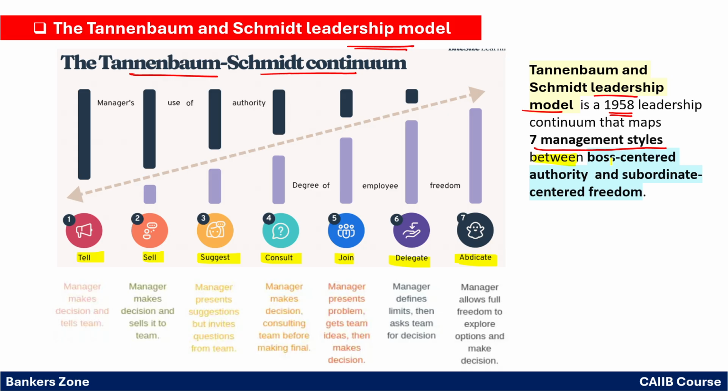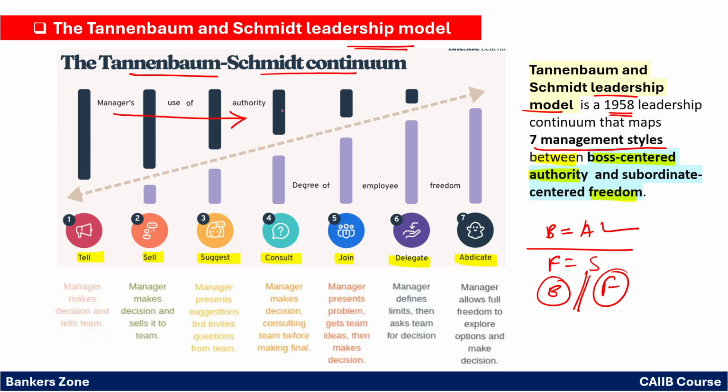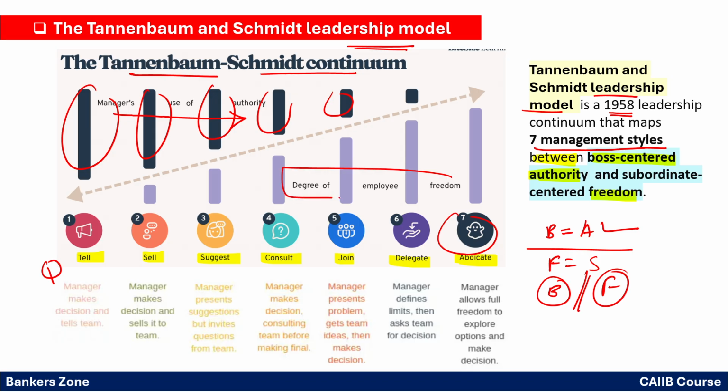These styles lie between boss-centered authority and freedom to the subordinate. So how much authority the boss is exercising and how much freedom he is giving to the staff: bossing versus freedom to the staff. That is what the model is all about. Very simple. You can note here: this is the authority. The use of authority decreases as we move from the first stage to the 7th stage, and the degree of freedom to the employee increases as we move from 1st to 7th.